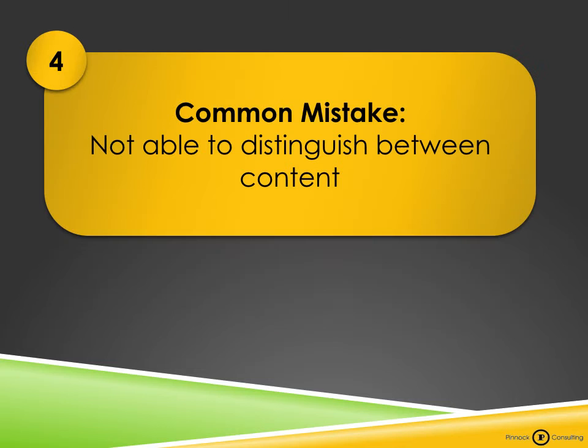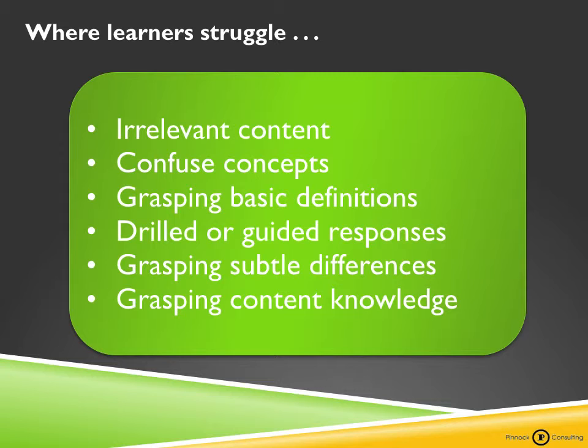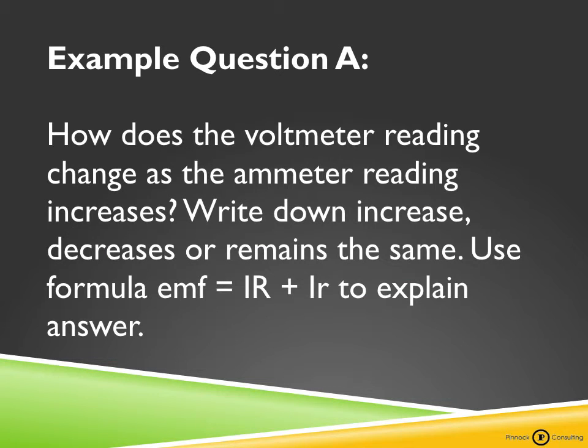The fourth common mistake is where learners aren't able to distinguish between content. Learners often give irrelevant content in an answer, and often confuse concepts and terminology. They don't know their basic definitions and often give drilled or guided responses to questions. They also don't know the difference between similar terms and confuse them. They don't know their content knowledge, and some struggle to even answer level 1 and 2 questions, your basic content questions. Let's have a look at this example.